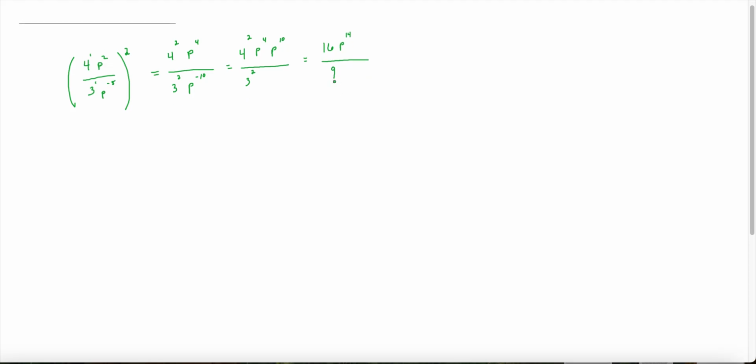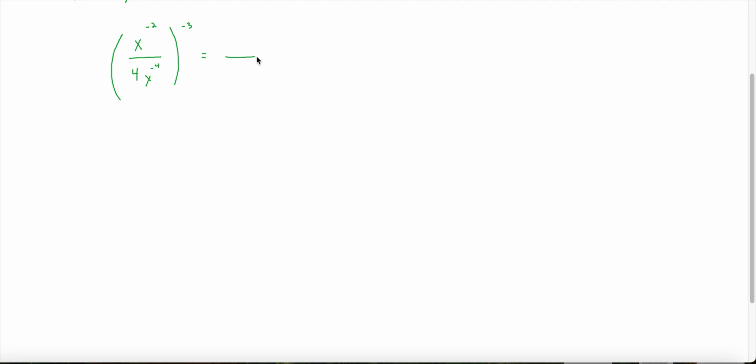This time, the outside exponent is going to be negative. So let's take a look at x to the negative 2 over 4 x to the negative 4. And then the outside exponent is negative 3. All right, so let's apply that same strategy.